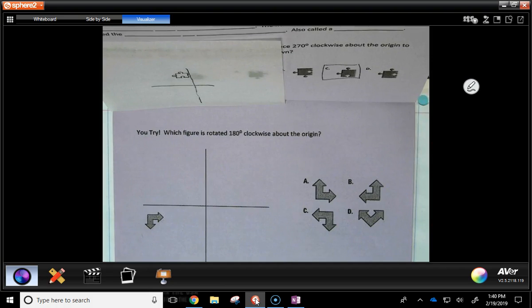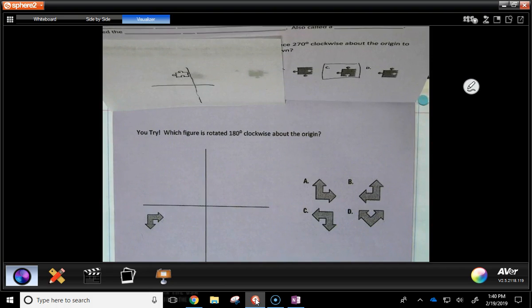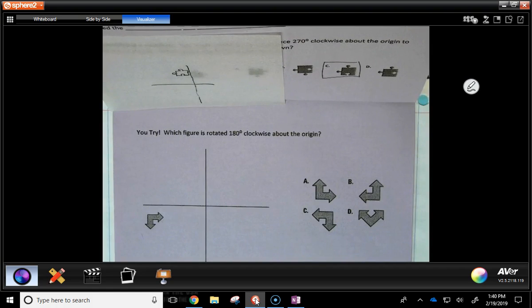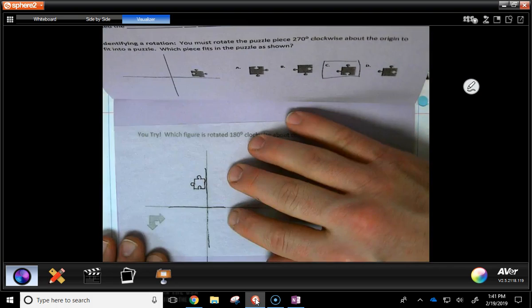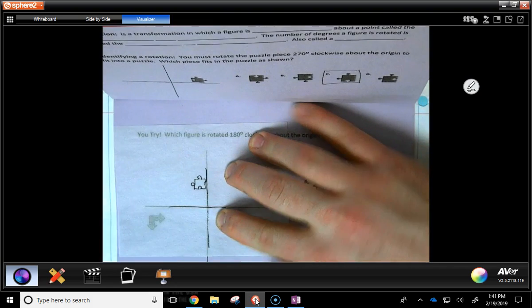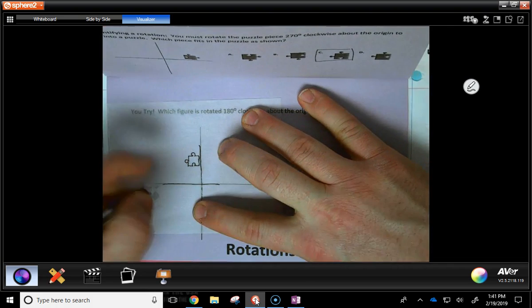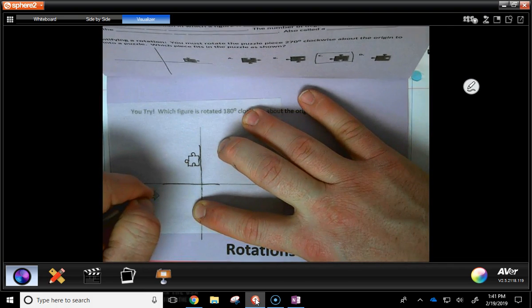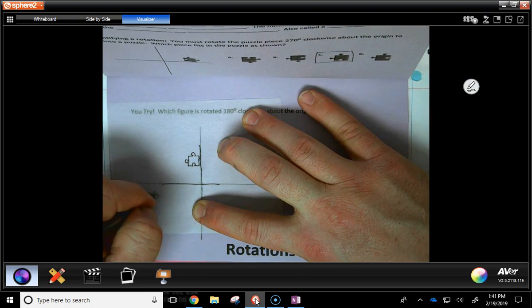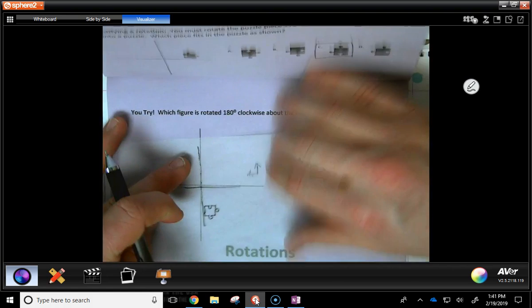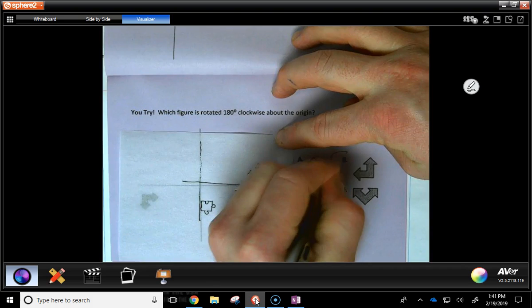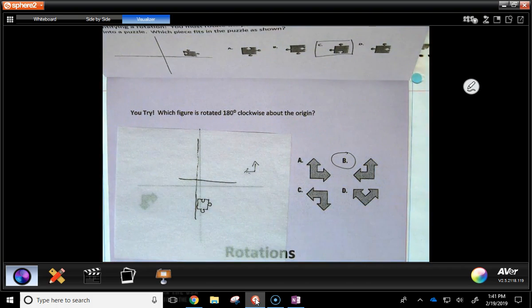How many turns are we going to do for 180 degrees? 2. 90 plus 90 is 180. Ricky, I actually did it right now. Ricky, which one will it be? Okay, let's check to see if Ricky did this right. I can still use my old paper and I'm going to copy this down. 1 turn, 2 turns, should have been B. Let's go.